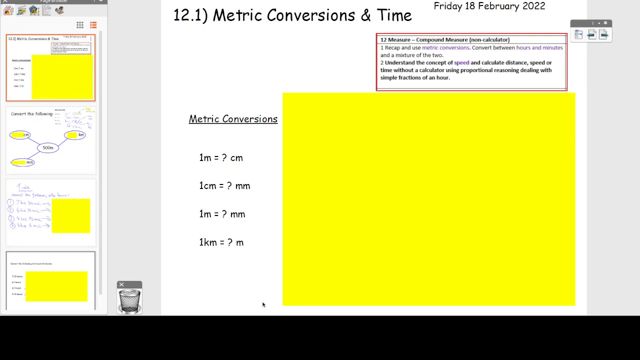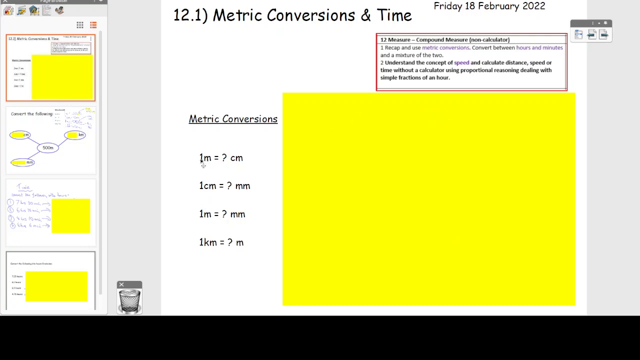I have set a worksheet on Dr Frost. It is 12.1, metric conversions and time. So it's a pretty straightforward one. It's what we were going to do in the lesson today anyway. If you just want a quick revision lesson on the basics of metric conversions and time, I'll just quickly run you through the slides that I was going to run through with you today in the lesson.